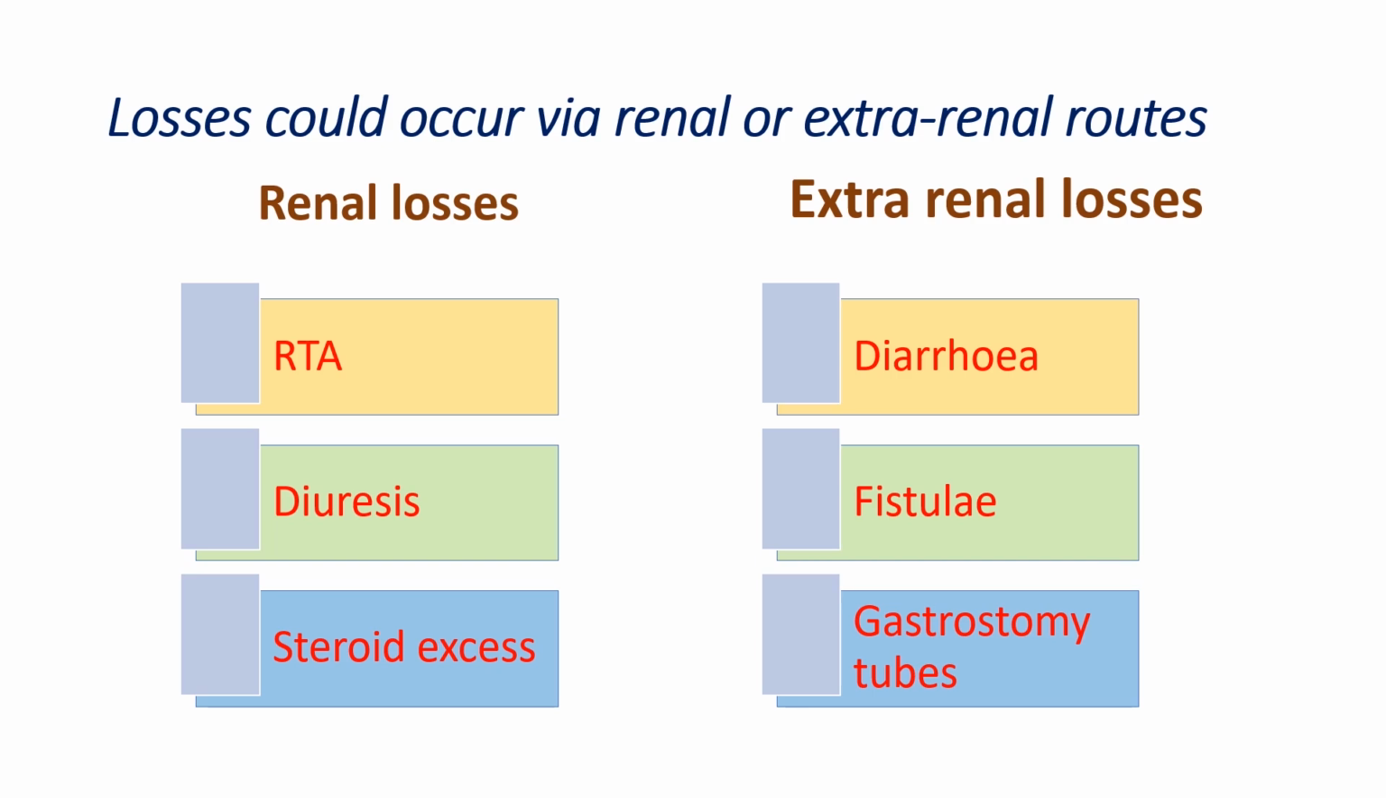In type 2 RTA, there is a defect in the proximal convoluted tubule of the kidney, which is unable to reabsorb all the filtered potassium, and as a result, all the filtered potassium is lost in the urine. Whereas in type 1 RTA, there is a defect in the distal convoluted tubule, which is unable to secrete hydrogen ion, which means that all the sodium reabsorption done at that level will be done in exchange for a lot of potassium ions. So, in both type 1 and type 2 renal tubular acidosis, there is a substantial loss of potassium in the urine.